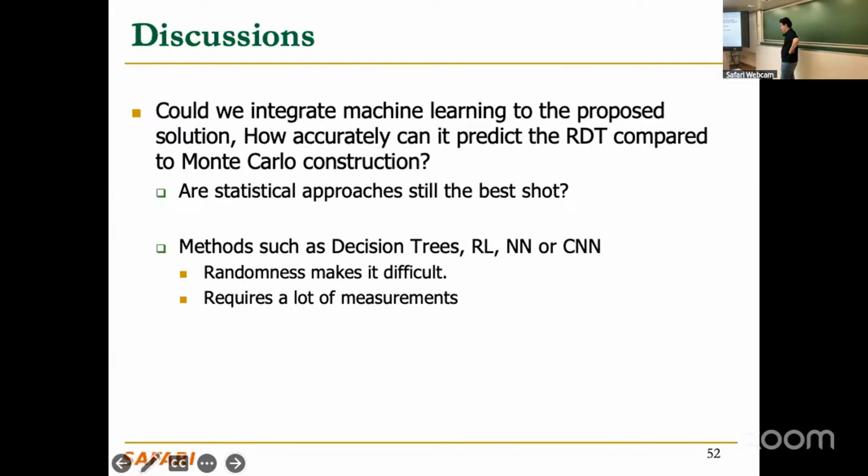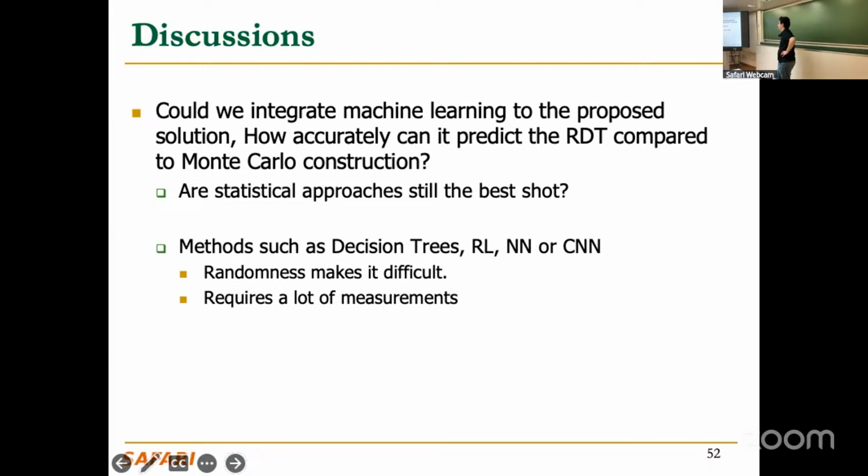it requires a lot of measurements. For unsupervised learning, we may need millions of measurements, which is not really feasible at the current state of the profiling approaches that we have. Do you guys have any ideas on which type of machine learning algorithms will benefit our solution? Any idea? No.